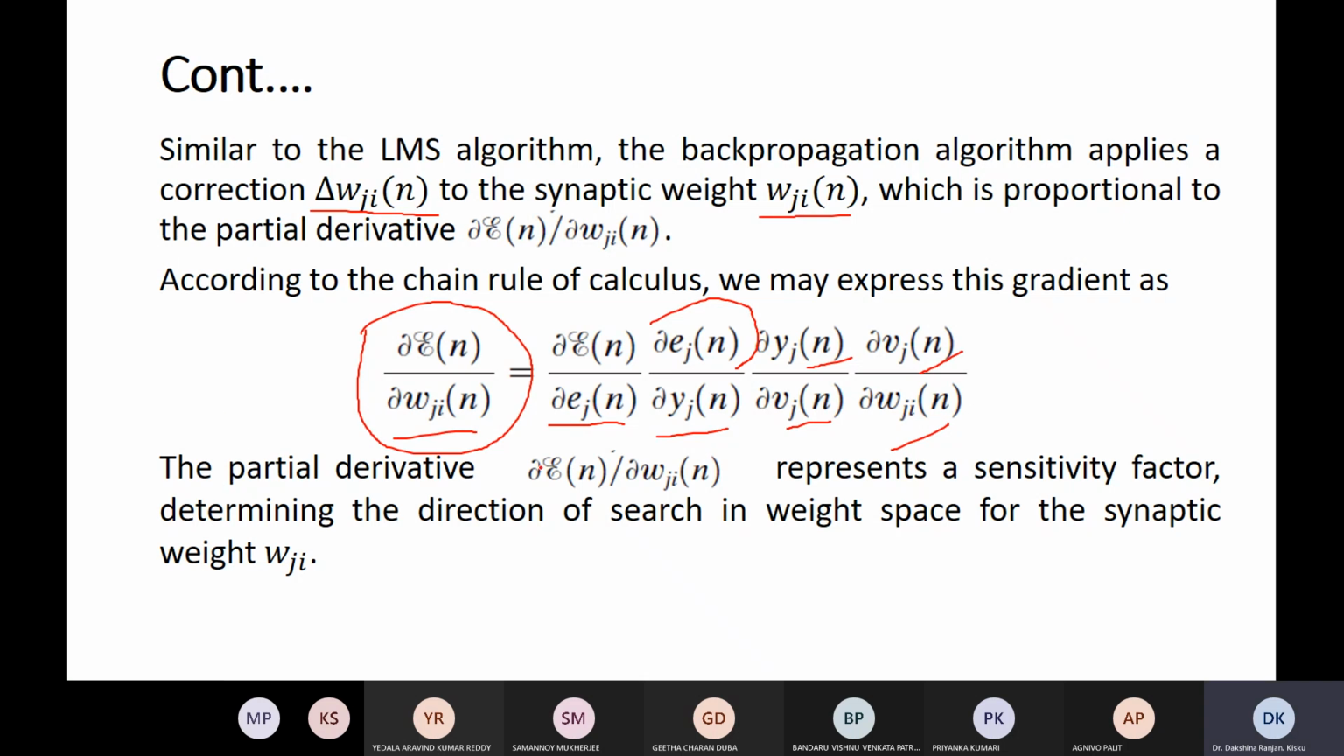Now this partial derivative represents the sensitivity factor, and this sensitivity factor will determine the direction of search in the weight space for the synaptic weight wji. Direction of search in weight space means here we are trying to reach the optimal value, so that we can minimize the error. In the direction of finding the optimal value, we obtain this partial derivative, and the sensitivity factor determines the direction of search in the weight space.